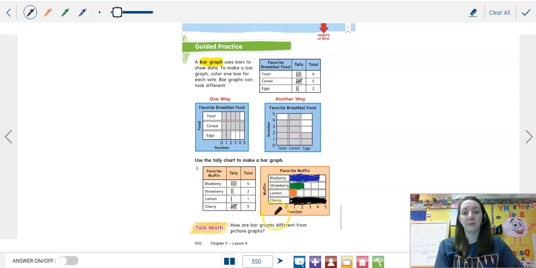So how are bar graphs different from picture graphs? Bar graphs are different because instead of drawing a picture in each square, you're just coloring it in and making a bar altogether. It shows the same kind of information, it's just how it's visually shown to the people looking at the graph.